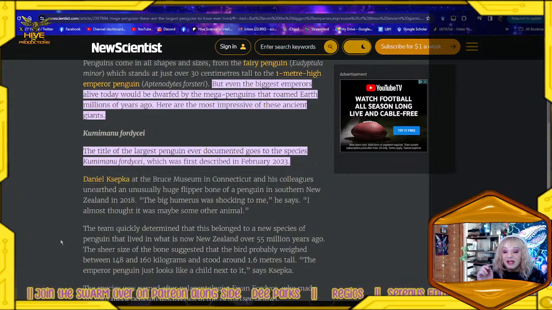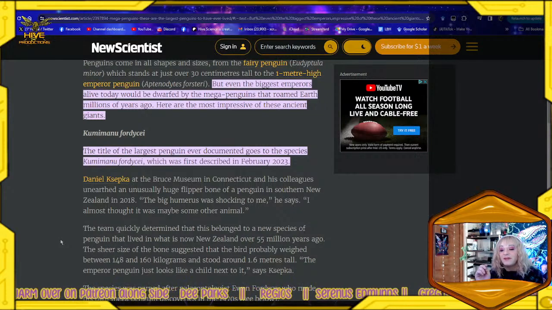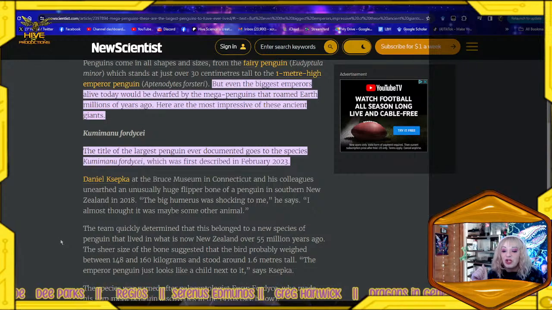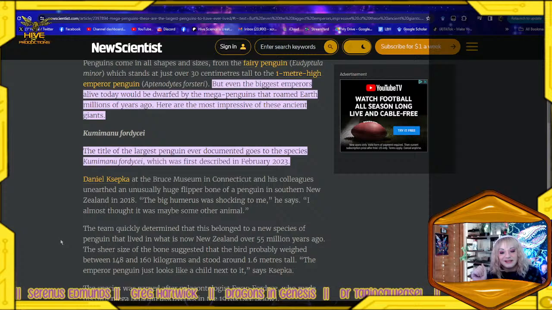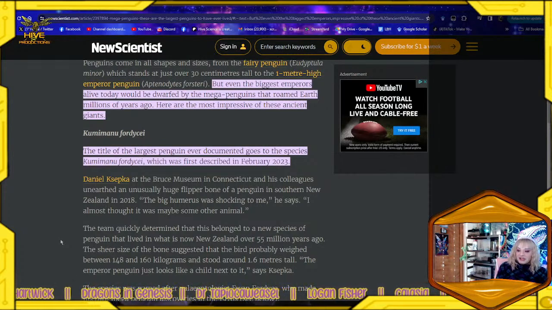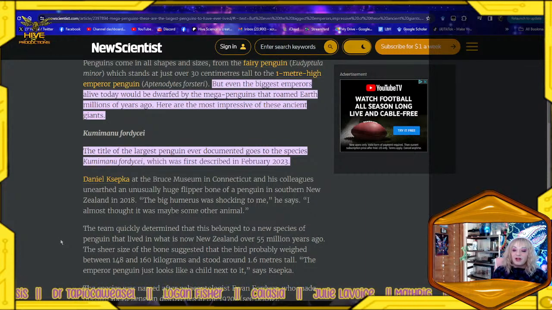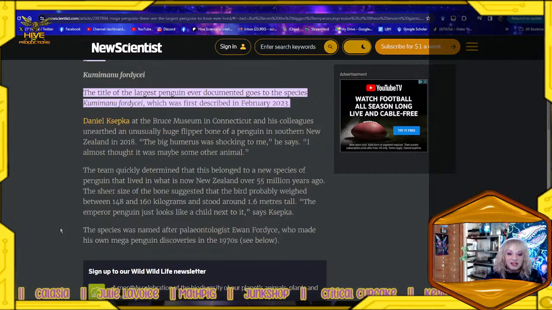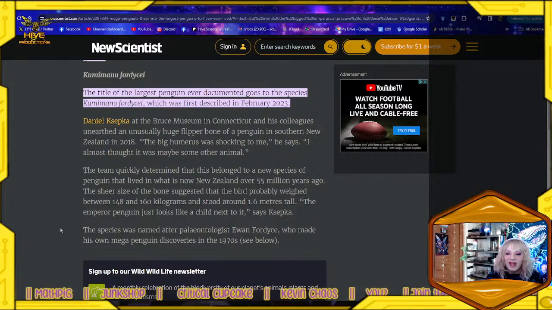Daniel Ksepka at the Bruce Museum of Connecticut and his colleagues unearthed the unusually huge flipper bone of a penguin in southern New Zealand in 2018. The big humerus was shocking to me, he says. I almost thought it was maybe some other animal. The team quickly determined that this belonged to a new species of penguin that lived in what is now New Zealand over 55 million years ago.